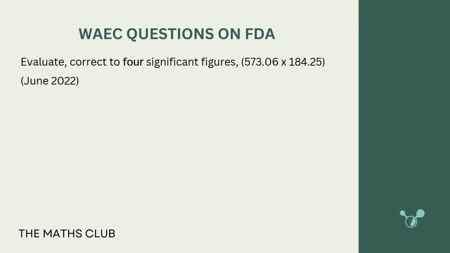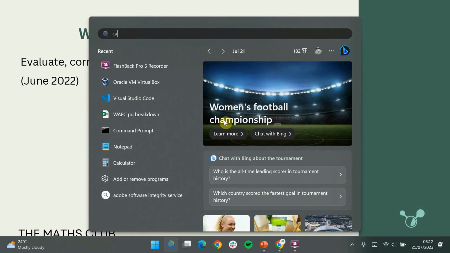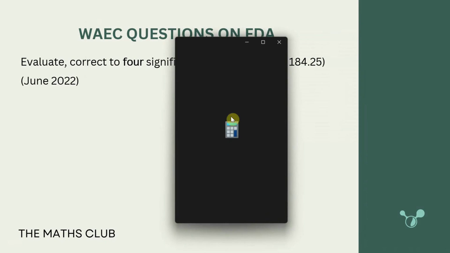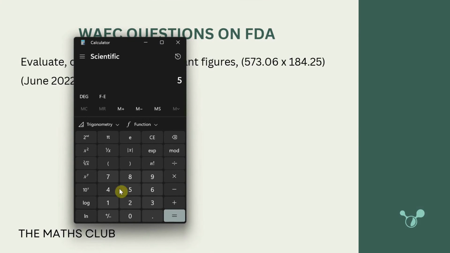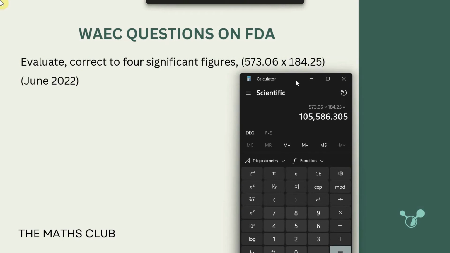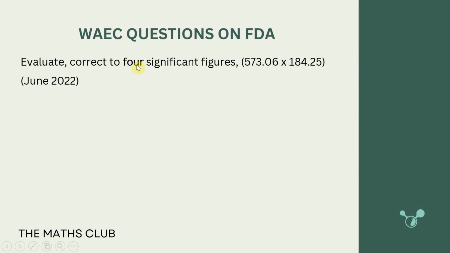So the first question says that we should evaluate to four significant figures the multiplication of 573.06 times 184.25. For this, I'll just say you should use your calculator. So if I search for my calculator, this is 573.06 multiplied by 184.25. So we have 105,586.305. What did they say we should do? They said we should evaluate it to four significant figures, right?